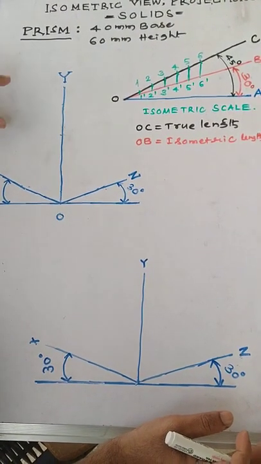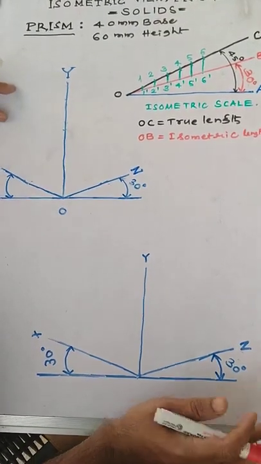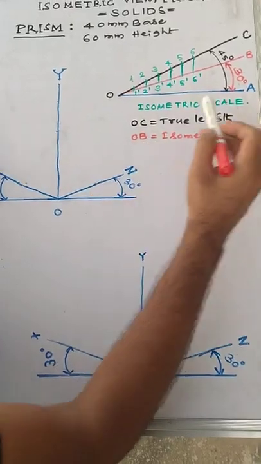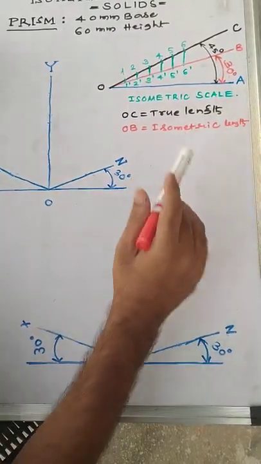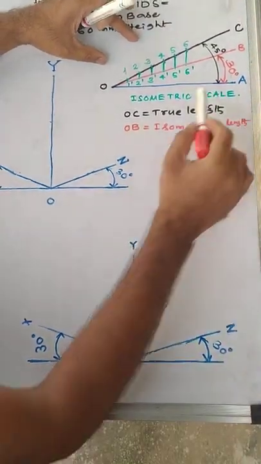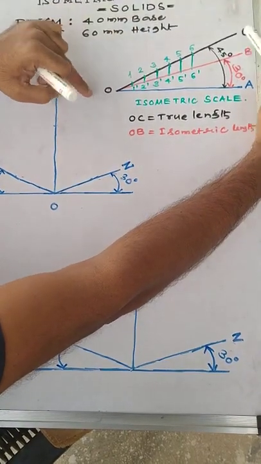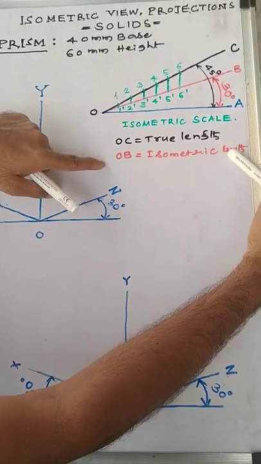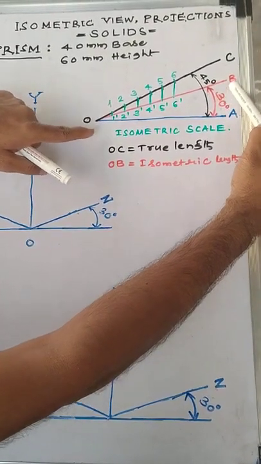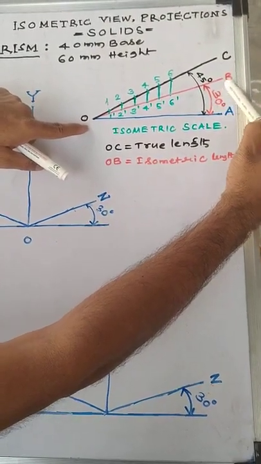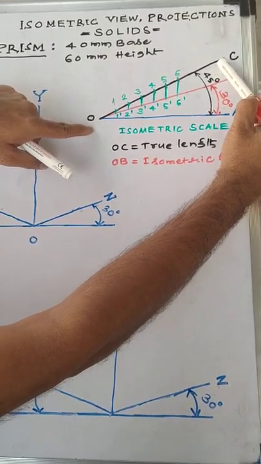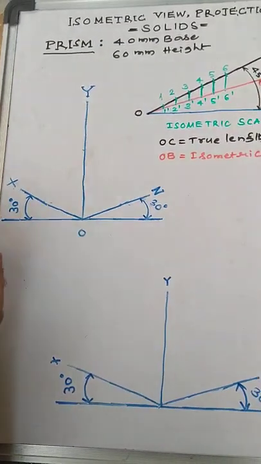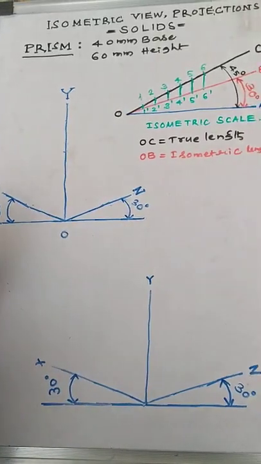First, I am drawing the isometric projection with the help of the isometric scale. On the isometric scale representation, true length line OC, OB is going to be the isometric length line, at 30 degrees with OB and 45 degrees with OC. Now we have to consider that isometric projection means reduced length.